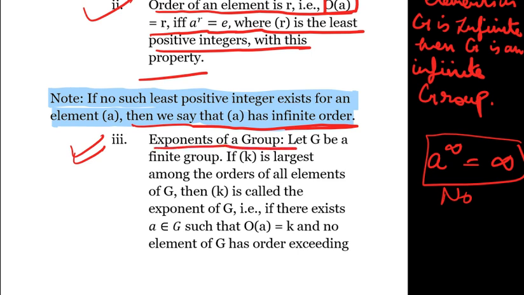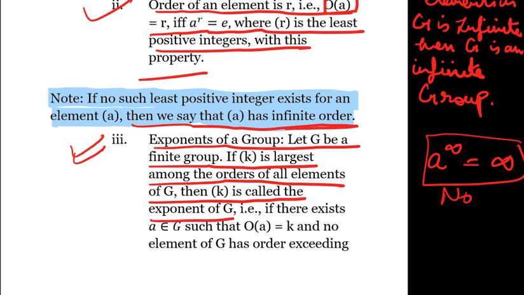Okay, moving on to the next one. Exponent of a group. Let G be a finite group. If k is the largest among the orders of all elements of G, then k is called the exponent of G. Okay, what does it mean? Let G be a finite group and k be the largest number among the orders of the elements. k is a number which is the largest among all of them.